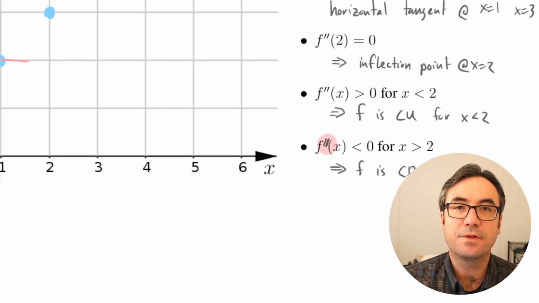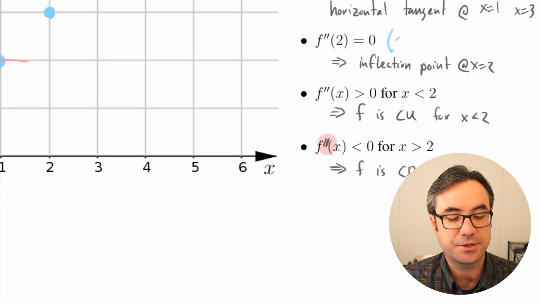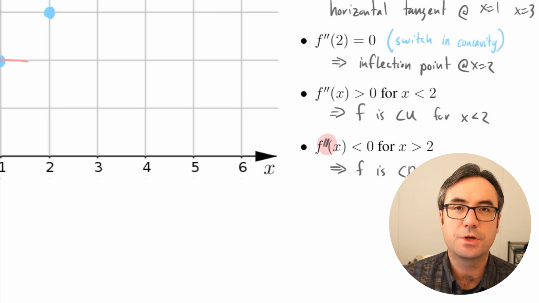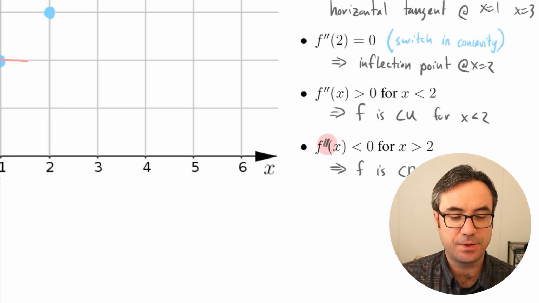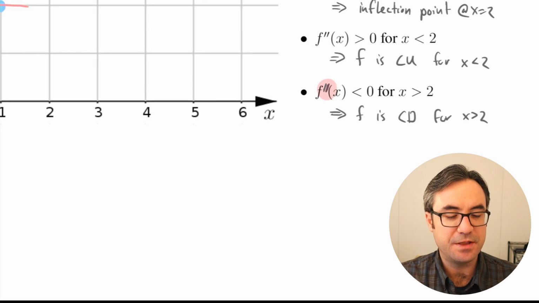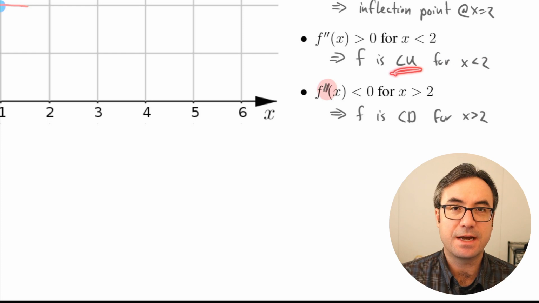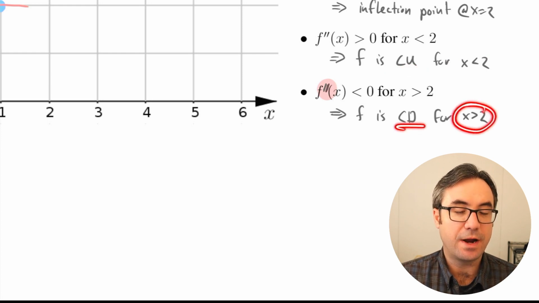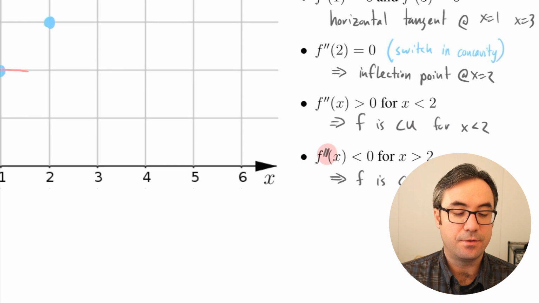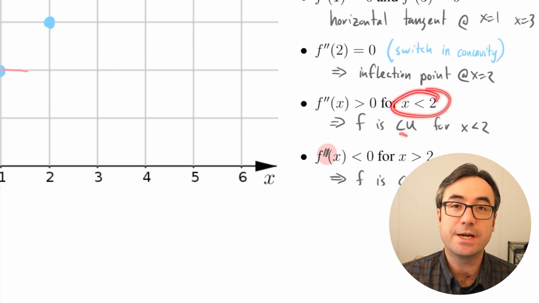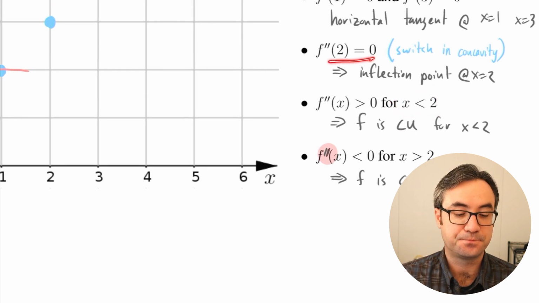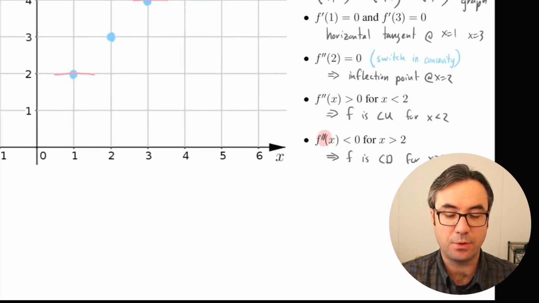Now, for it to be a true inflection point, though, we also need to check. There has to be a switch in concavity. So we'll keep track of that, but we are going to have a switch in concavity here because we see that right around x equals 2, a little bit to the left, our graph is concave up. A little bit to the right, our graph is going to be concave down. And then we're switching right at x equals 2. So we are going to have an inflection point.